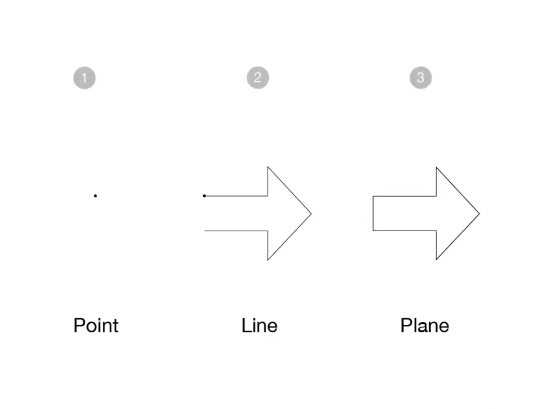Now, point is a rather abstract concept, and we'll get to that in a second. But a point is one thing. You put a second point, and you connect them, they become a line. And then you connect a series of lines, and they become a plane or a shape. I will use the terms plane and shape pretty interchangeably.